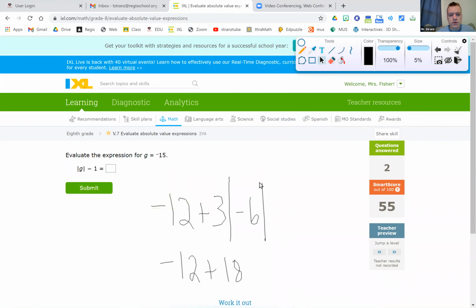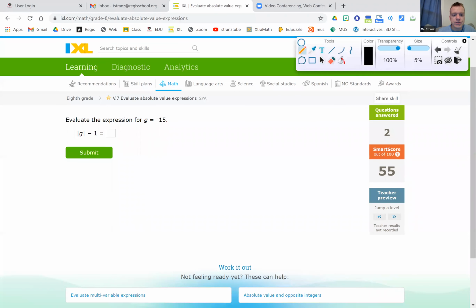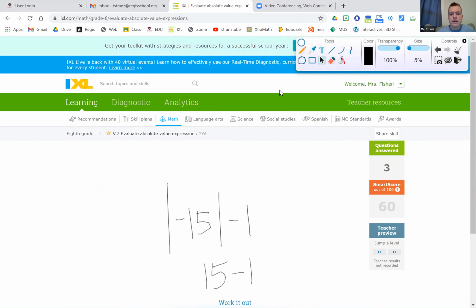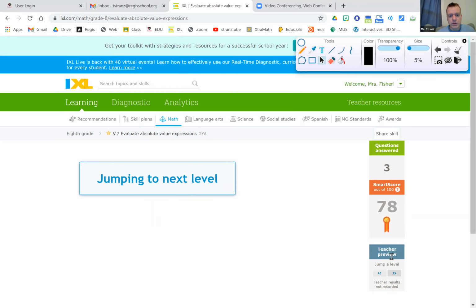Okay, let's look at one more. So same thing here. We got absolute value symbol first, but then inside G is telling us that it's -15 minus 1. Okay, so absolute value of -15 is going to actually be a +15. So 15 minus 1 is going to be 14. Okay, so that is pretty much all we're doing tonight. Let me see if I can find a really hard one.